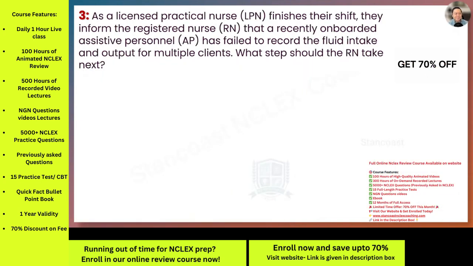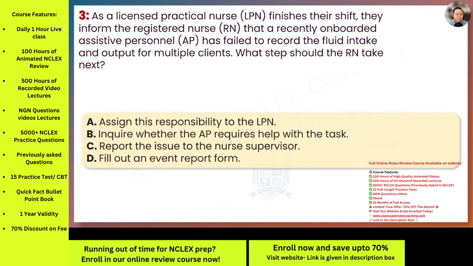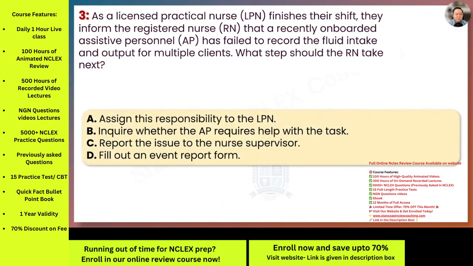3. As a licensed practical nurse finishes their shift, they inform the registered nurse that a recently onboarded assistive personnel has failed to record the fluid intake and output for multiple clients. What steps should the RN take next? Options: A, assign this responsibility to the LPN. B, inquire whether the assistive personnel requires help with the task. C, report the issue to the nurse supervisor. D, fill out an event report form, or what we call an incident report.